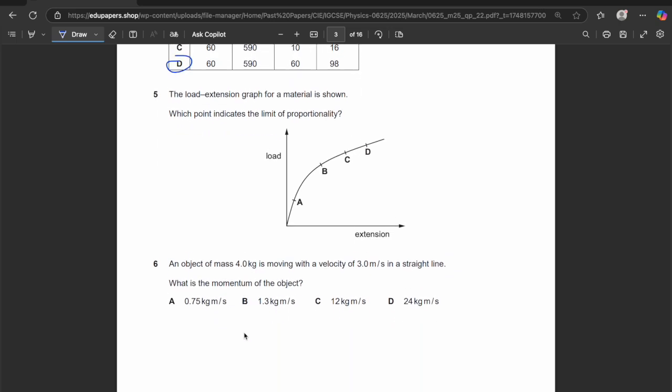So 5. The load extension graph for a material is shown. Which point indicates the limit of proportionality? So limit of proportionality means that it follows Hooke's law, right? Which means the load given is directly proportional to the extension. So it means the graph has to be a straight line. And A is the part where they are directly proportional to each other in a straight line. So this will be the correct answer.